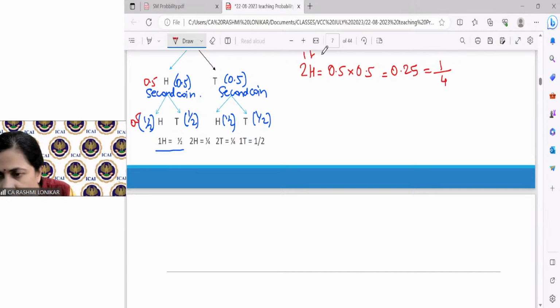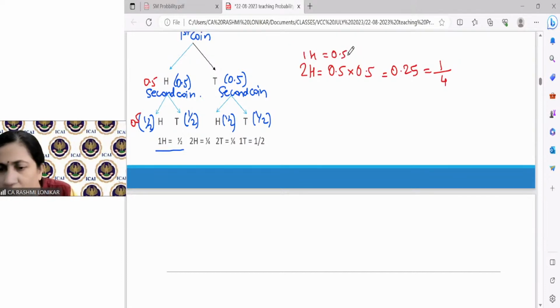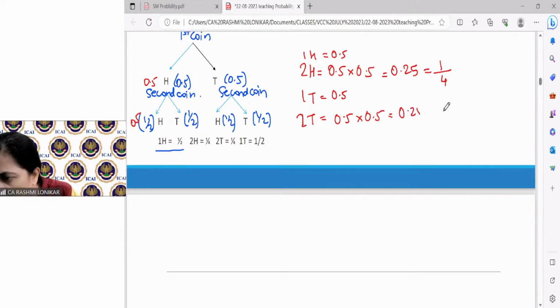Getting one head is how much? 0.5. Okay. Now getting two heads is this. What happens with one tail? One tail is 0.5 and two tails is this 0.5 into this 0.5. So 0.5 into 0.5 is equal to 0.25, which is equal to 1/4.